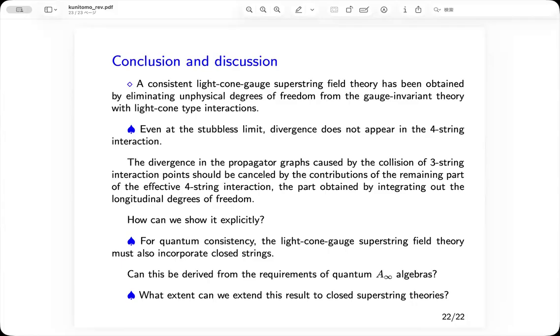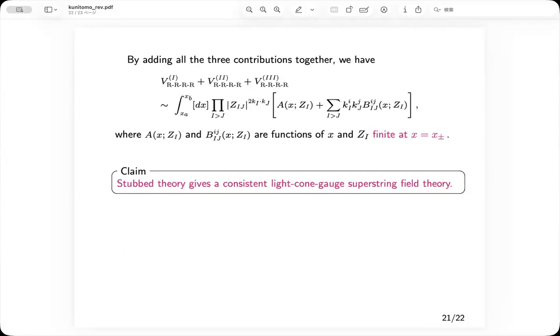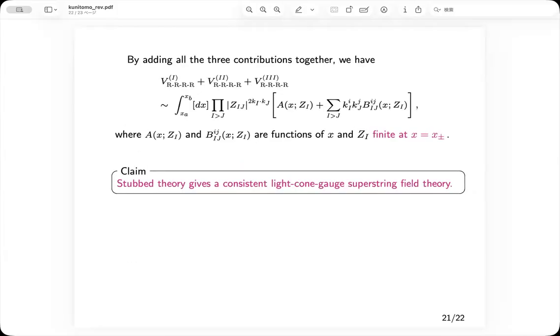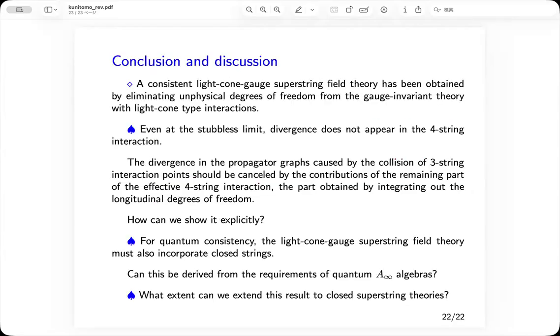And the remaining problem is that even in the stubless limit, the divergence does not appear in the four-string interaction. This calculation does not depend on the length of the stubs; that only appears in the region of the integration of the moduli. So the divergence in the propagator graphs caused by the collision of three-string interaction points should be cancelled by the contribution of the remaining part of the effective four-string interaction, the part obtained by integrating out the longitudinal degrees of freedom.